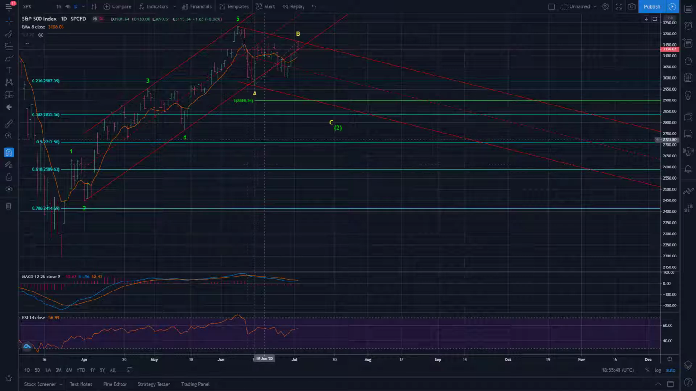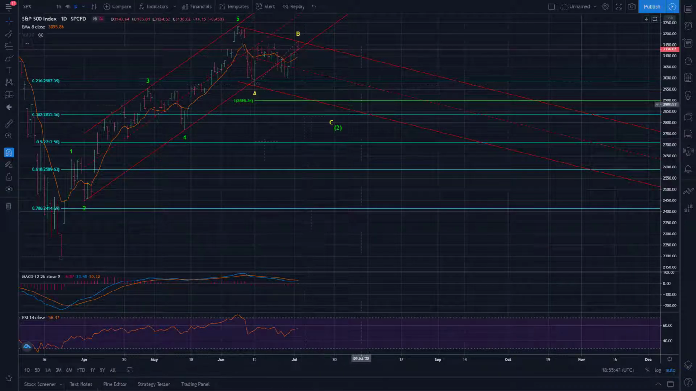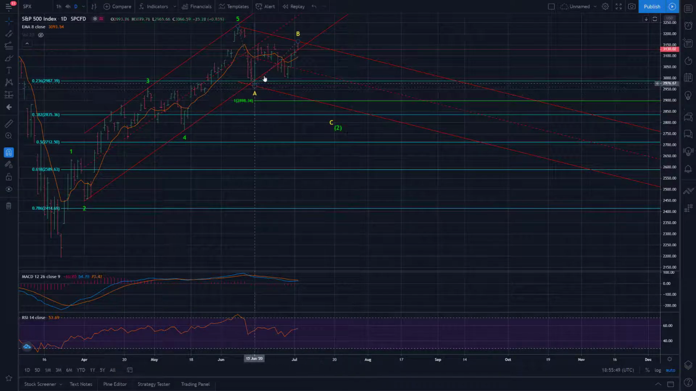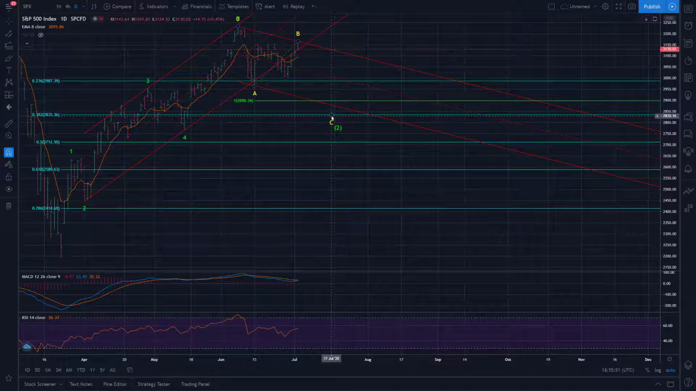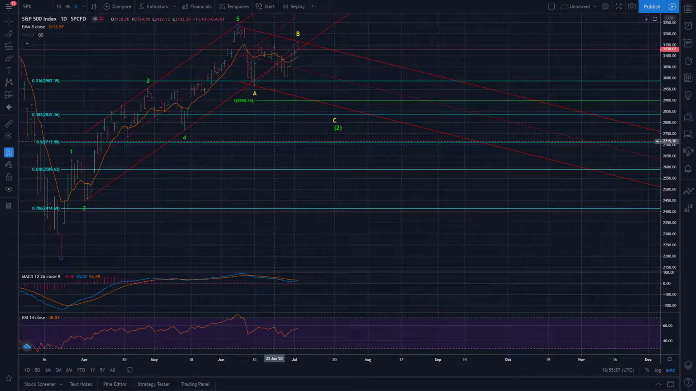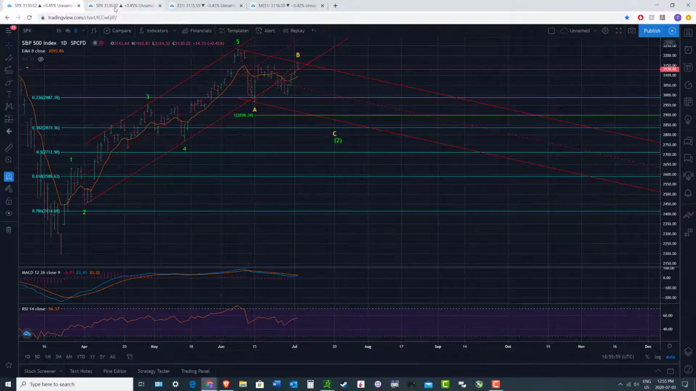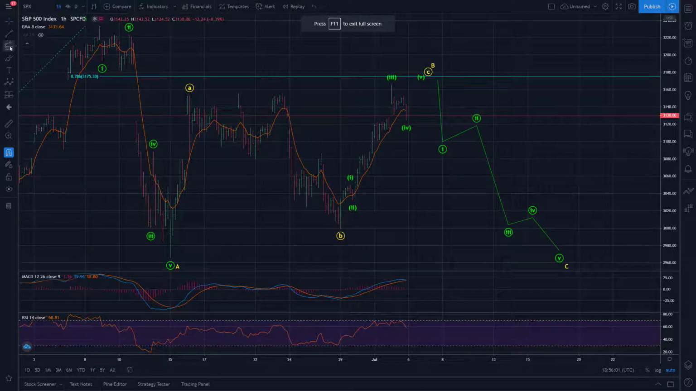So overall, the targets haven't changed much, but this has just delayed what I still think we're going to get here in a C wave. Now, as far as the duration of this B wave, let's go back to the hourly chart here just briefly.